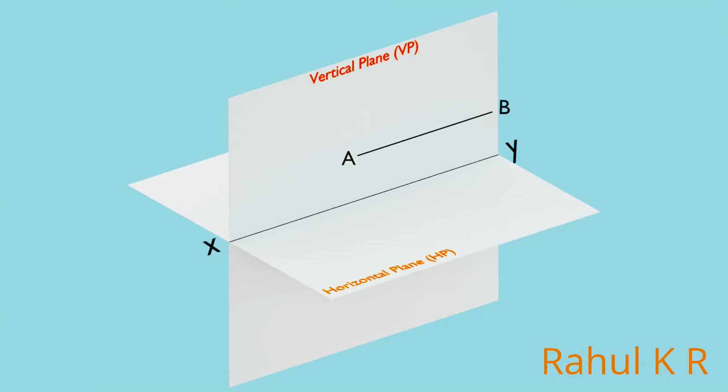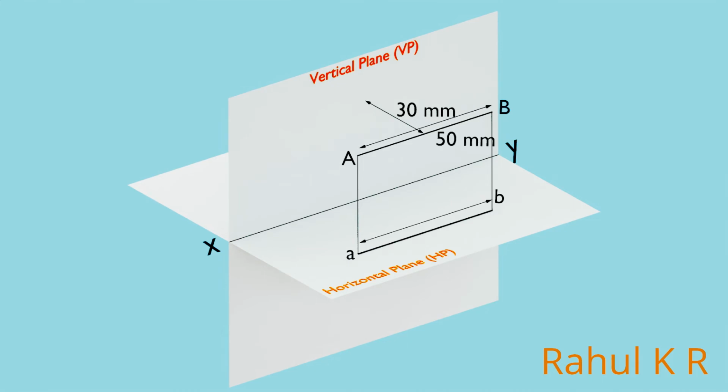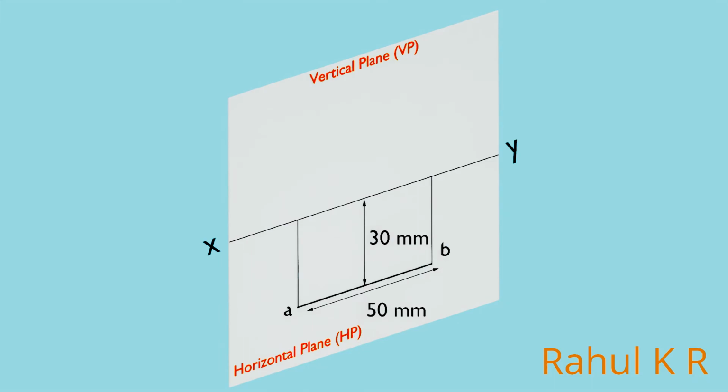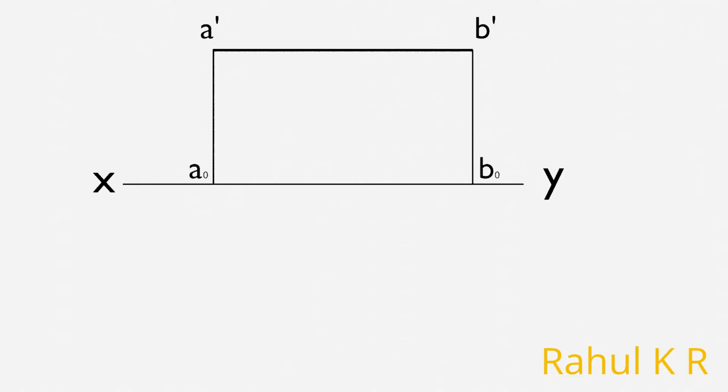Since the line is parallel to VP and 30 mm in front of VP, its top view is a line having length equal to the actual line and is parallel to and 30 mm below the XY line. To draw the top view, draw a line perpendicular to and below XY line at a length of 30 mm. Mark top view of the end A as small letter a.